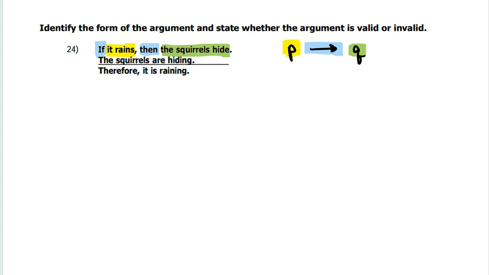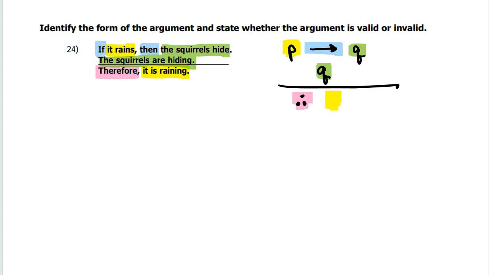The squirrels are hiding. So my second premise is a Q. And then you've got the line, and then the word therefore. Therefore is represented by that little three-dot symbol. And then it says it is raining. It is raining is the same thing as saying it rains. So that is the P.